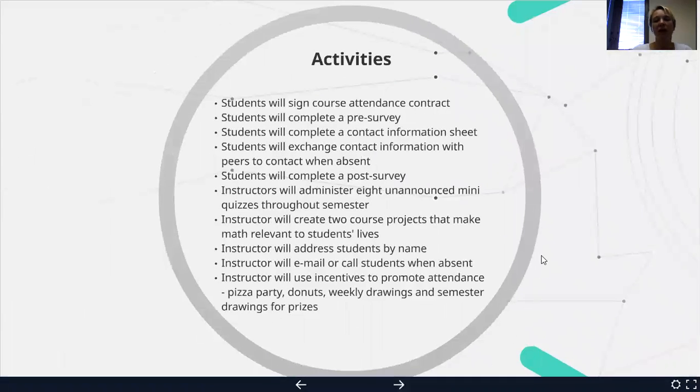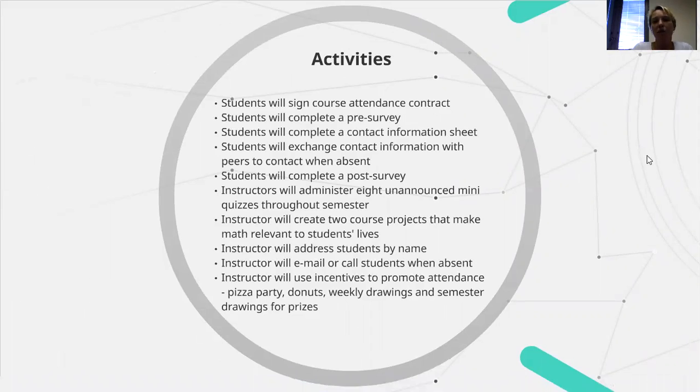Now those inputs, much of that is reiterated here as I list the activities of my plan. Students will sign a course attendance contract, and that contract will have very detailed information about my attendance policy and their responsibilities in regards to contacting me, with specific directions when they're going to be absent. In addition, it will discuss the importance of attendance and how attendance impacts success in the class.